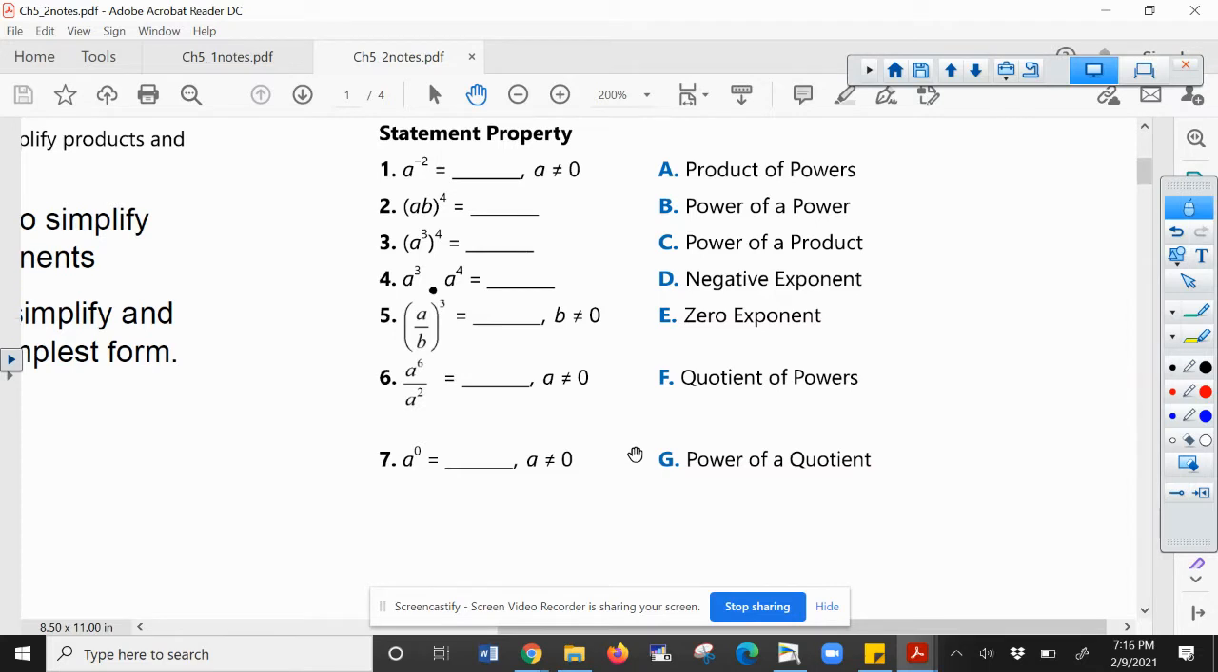So what I'd like you to do is simply fill out this form and match the different things. I want an answer for each one of these blanks as well as a letter. So pause the video and see if you can make that happen.